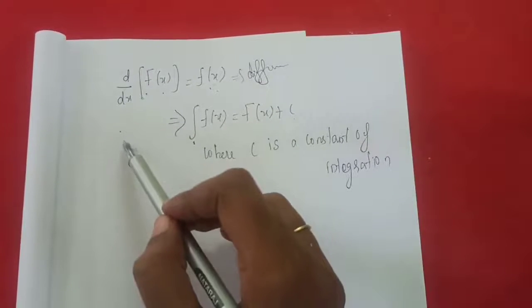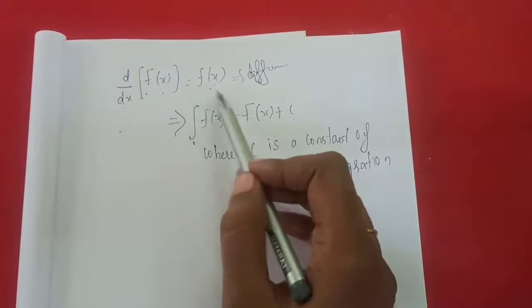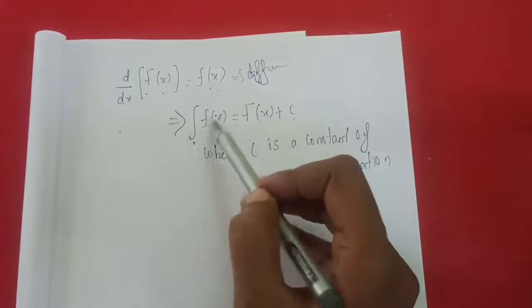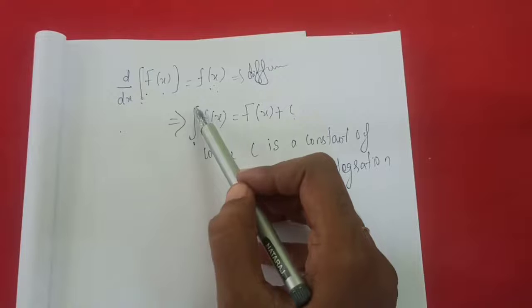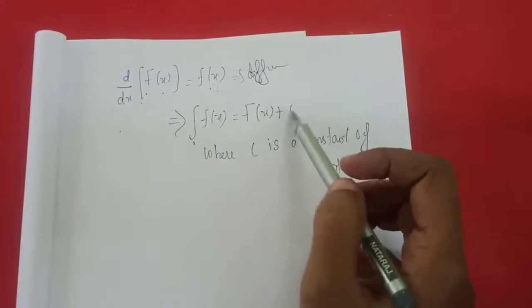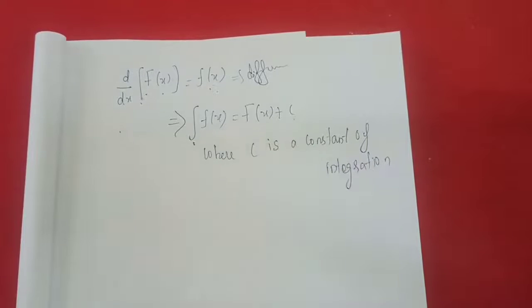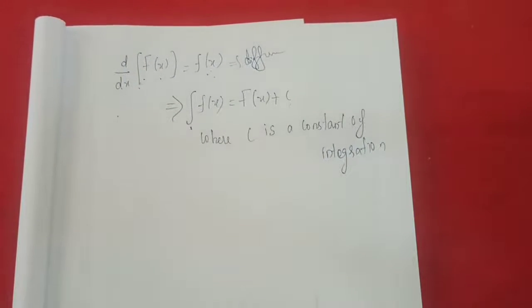Okay. So don't forget, when we are integrating, we need to put one constant of integration, small c. So d by dx of capital F of x is equal to small f of x. This is differentiation. The reverse process, that is small f of x, if you are integrating, you will get capital F of x plus c. Why are we putting the c? C is called the constant of integration.